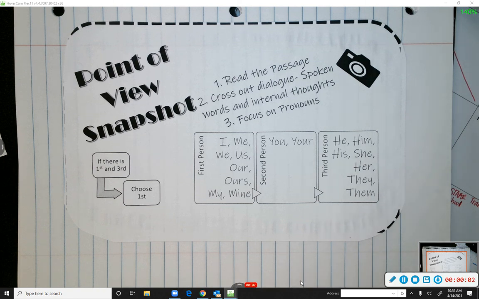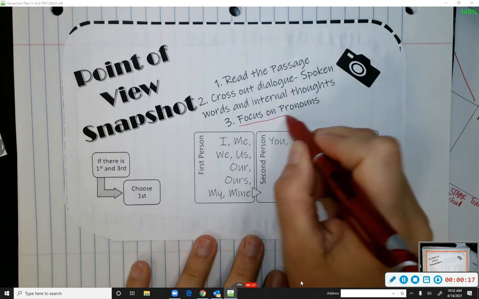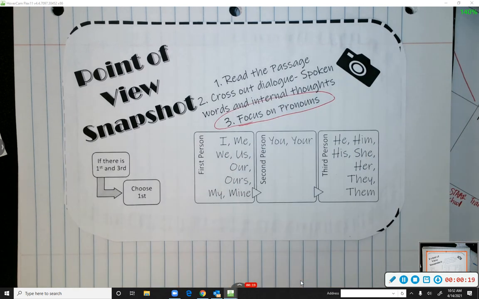Okay, today we want to look at what point of view means, okay? So we include this in our reading notebooks. The main thing you need to know when you're looking at point of view is you need to focus on the pronouns that are being used in a passage, okay? So a passage or a poem or a book that you read, it's going to have somebody that's speaking, right? So the point of view has to do with who is doing the talking, okay?